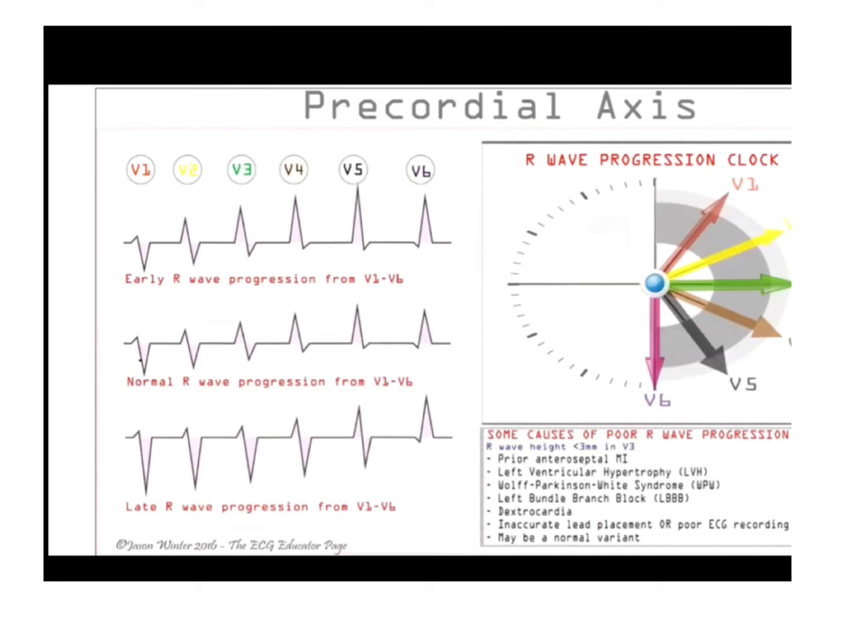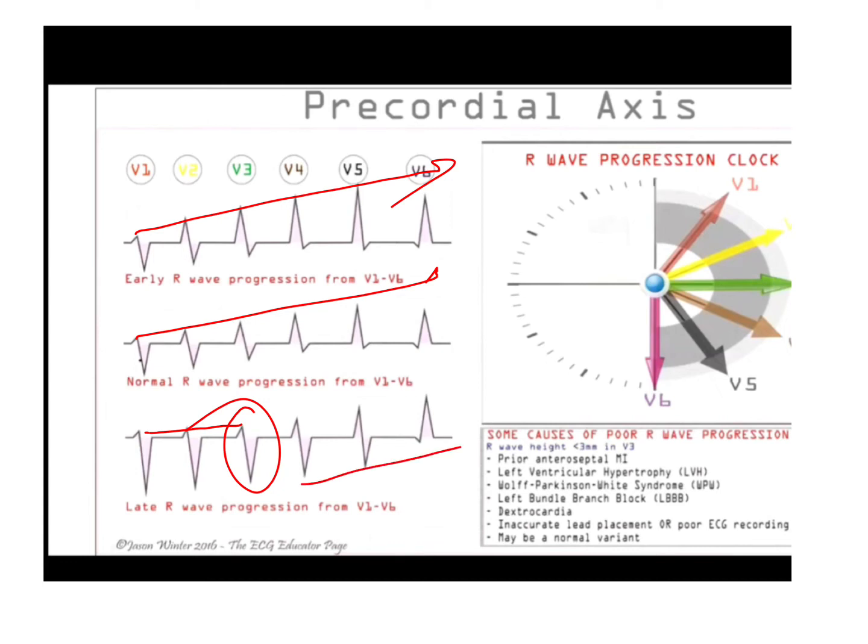Here we can see that this is the normal ECG, R wave is progressing. This is also normal, but here we see that the amplitude of the R wave in lead V3 is less than 3 mm, or we can say it is also late R wave progression. This is a normal R wave progression.